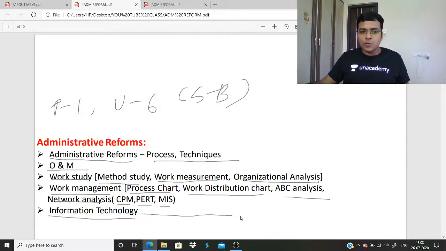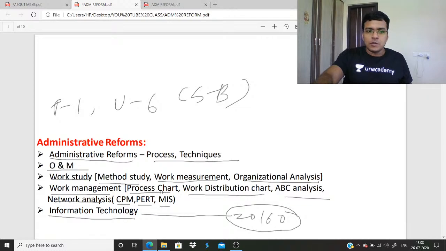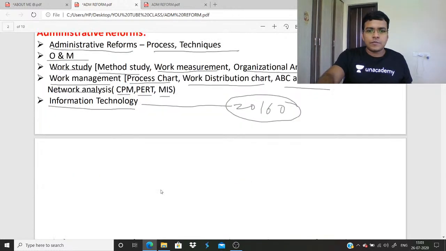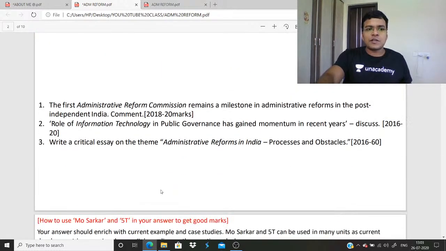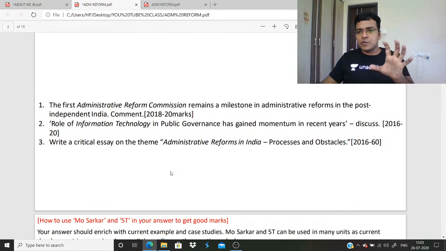You regularly get a question from this, 20 or 60 marks. And all these sections are left untouched by OPSC till now. In future, they may ask you. So these are the previous year questions. In the last 5 years, from 2011 to 2018, we found these most questions.